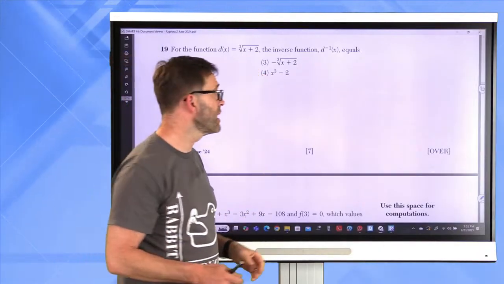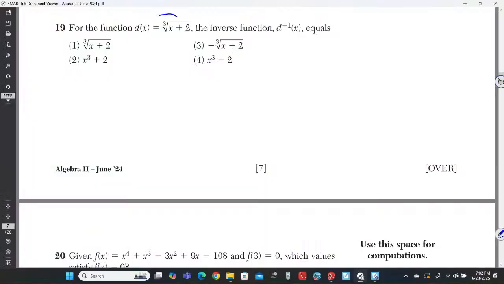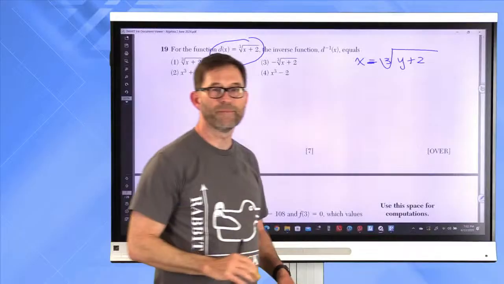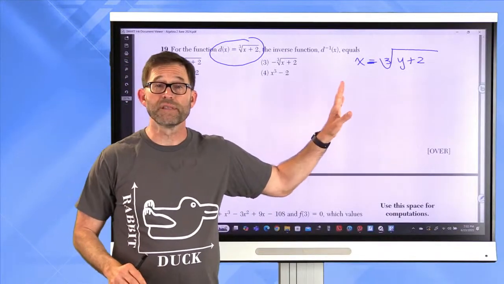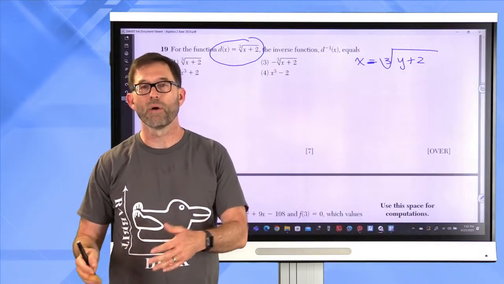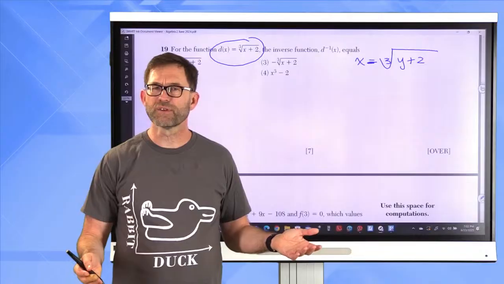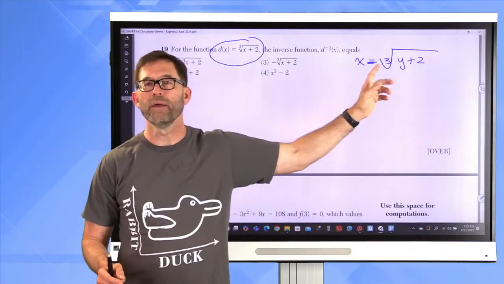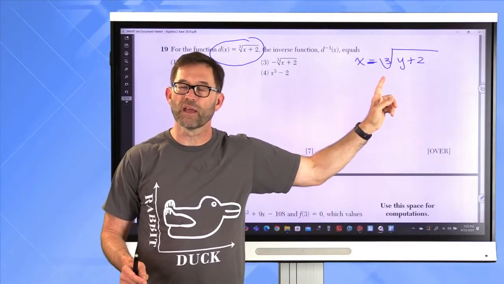So my first step in this particular problem is I'm going to replace this thing with x equals the cubed root of y plus 2. All right? And this literally is the equation of the inverse. It's just not been solved for y. So how do we solve it for y? Well, what's happened to y? We've added 2 to it, and then we've taken the cubed root.